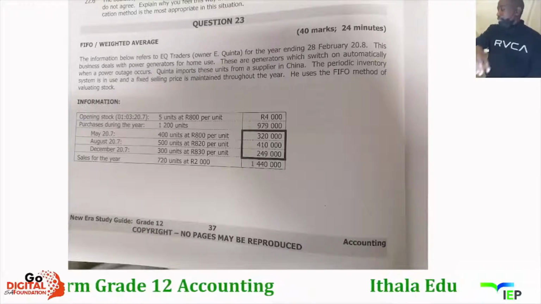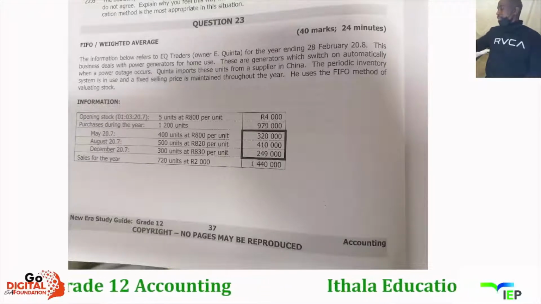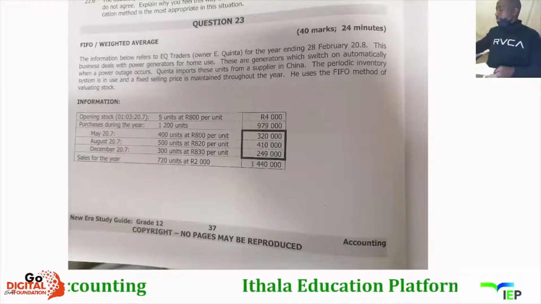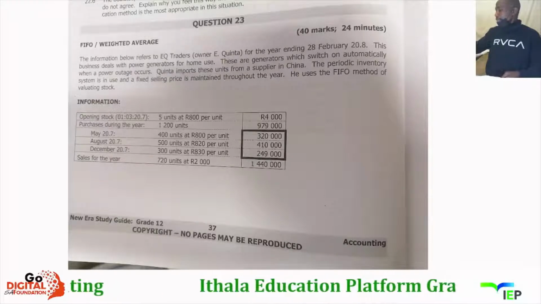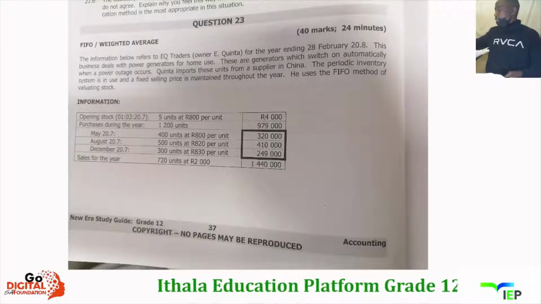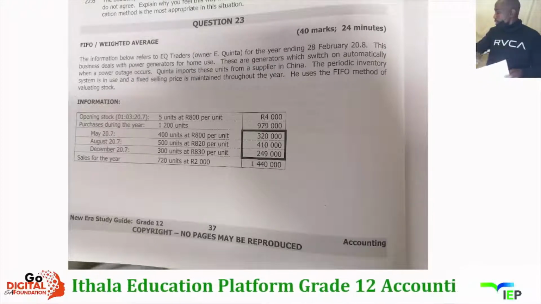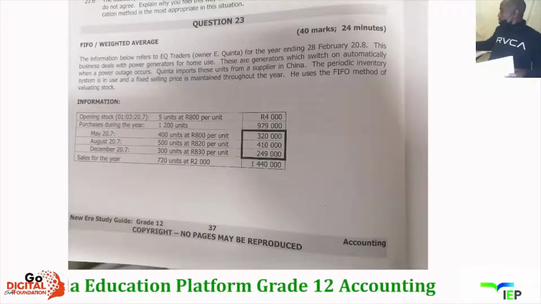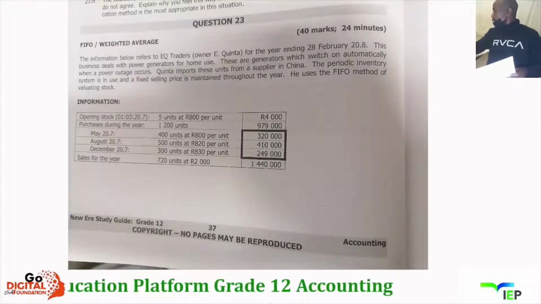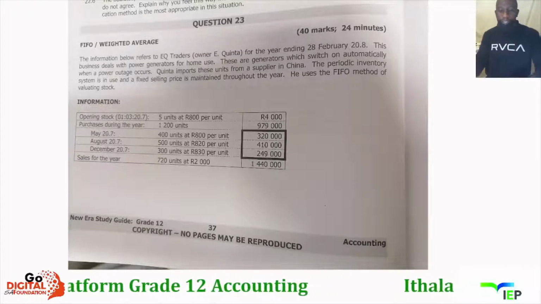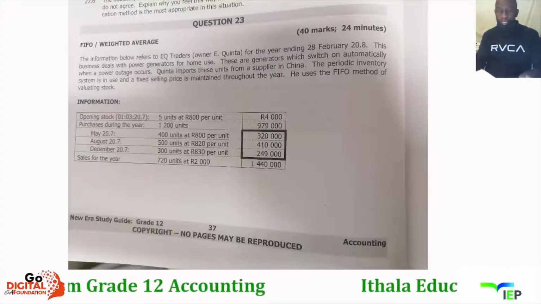Okay, let's calculate the closing stock by using FIFO. Refer to the information above. It's a closing stock, right? There are 4 questions that you must understand before you calculate this. 1, 2, 3, 4.